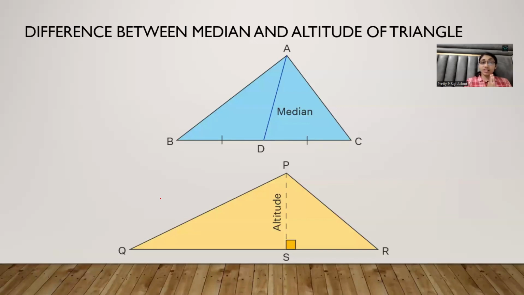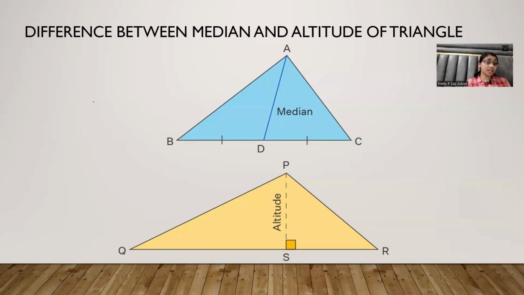What's the difference between altitude and median of a triangle? See here. The altitude may or may not be at the middle of the side. Likewise, given here BD and DC have equal length, but in the below figure QS and SR don't have equal length. Or simply, I just want to ask you a question: will median and altitude be equal in any case?